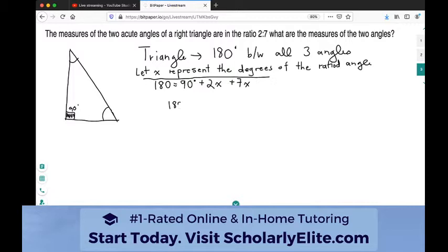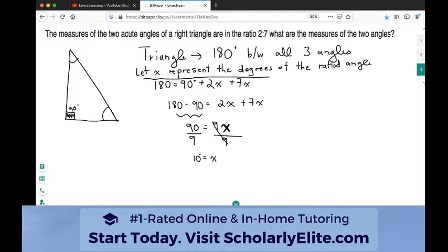So it's going to be 180 minus 90 equals 2x plus 7x. On this side, this is going to simplify to 90 degrees. And on this side, this is going to simplify to 9x. And then I can go ahead and solve for x by dividing off 9 from both sides. So that's going to cancel on the right side. On the left side, 90 divided by 9 is 10. So the base angle equals 10 degrees.